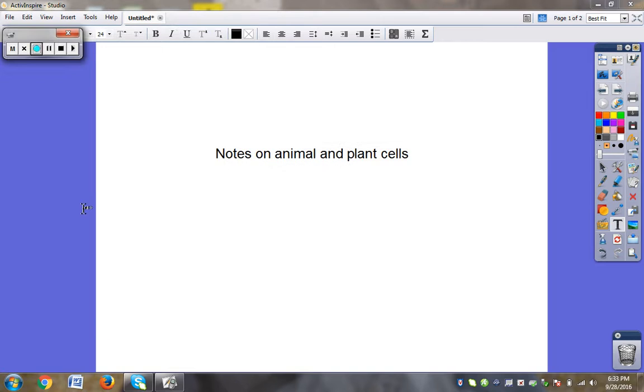These are notes on animal and plant cells. So there are two main kinds of cells. One is an animal cell and one is a plant cell. And there are lots of specialty cells, like a nerve cell, for example. That's what carries signals in your body. That's an animal cell, but it's going to look different than the basic animal cell.